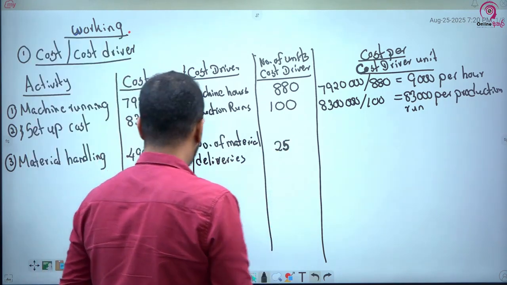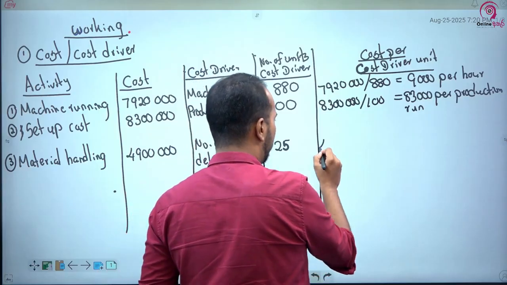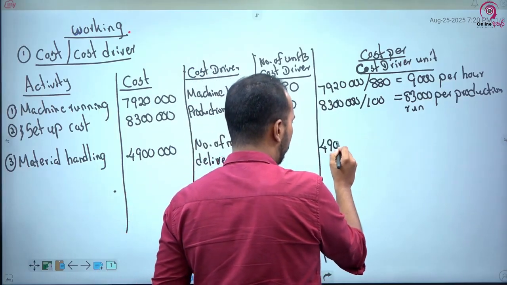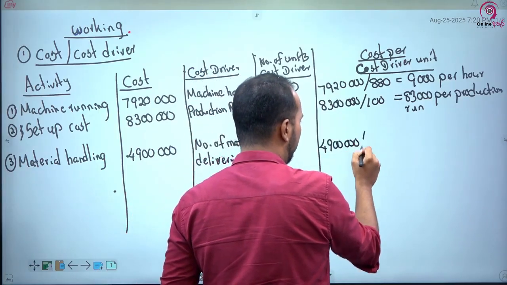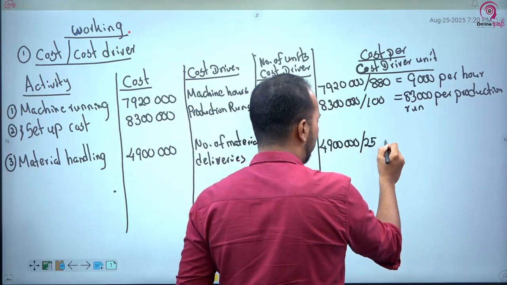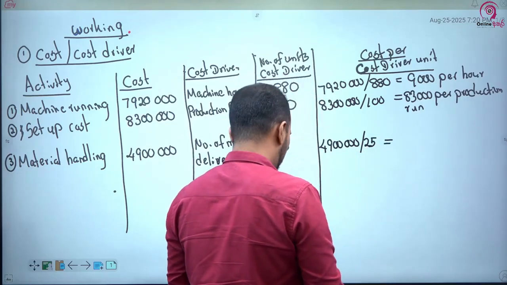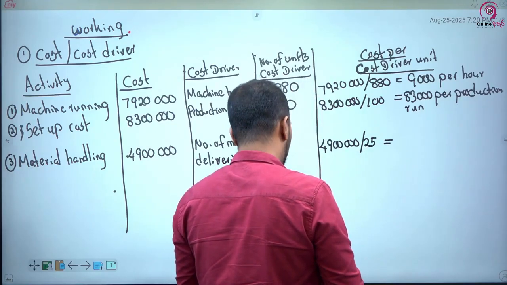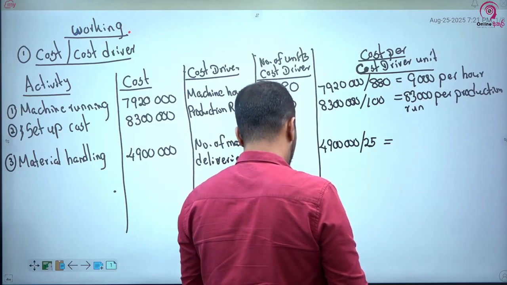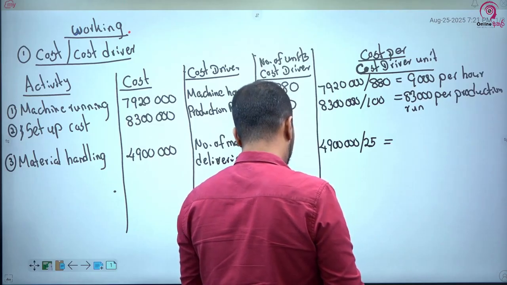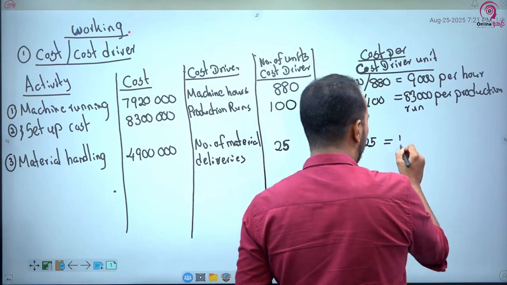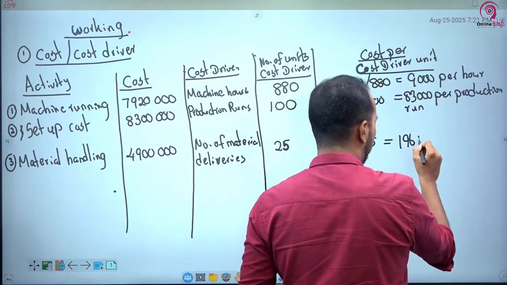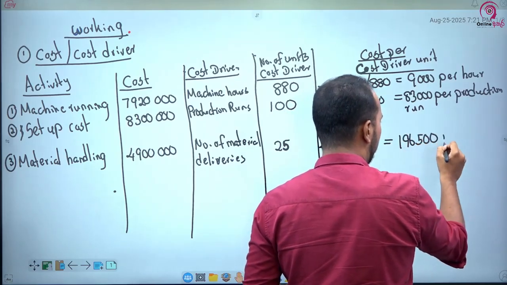Now you can calculate the cost per cost driver. The total cost is 4.9 million, divided by 25, which is the number of material deliveries. Now 4.9 million divided by 25 is 196,000 rupees per material delivery.